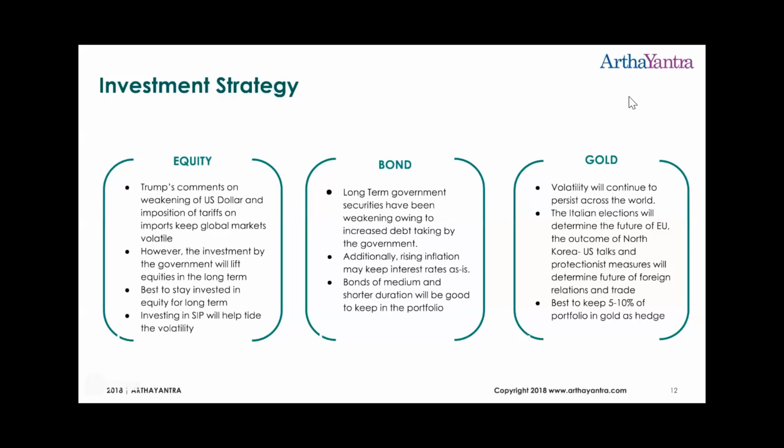Gold will continue to shine in times of volatility, and with volatility happening across the world, with the elections in Italy and with President Donald Trump, there is a lot of uncertainty coming up ahead, and during such times, we can expect the stock markets to crash. But the inverse of that is gold, which will rise. So it will be best to keep about 5 to 10% of the portfolio in gold to help tide over the downside losses.